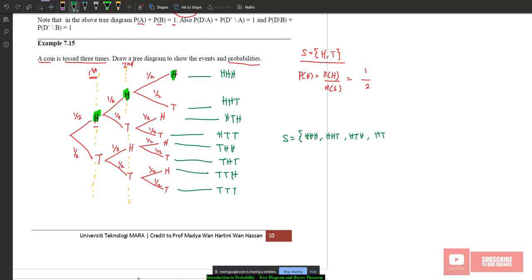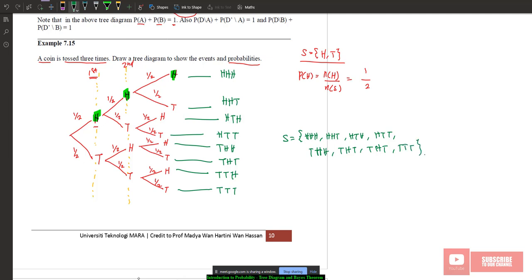And head, tail, tail, and then tail, head, head. This one, tail, head, tail, tail, head, tail, and then this is tail, tail, tail.